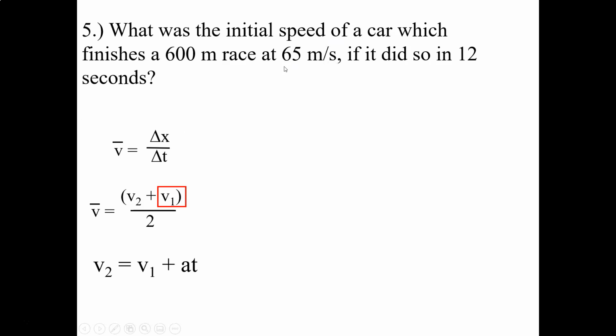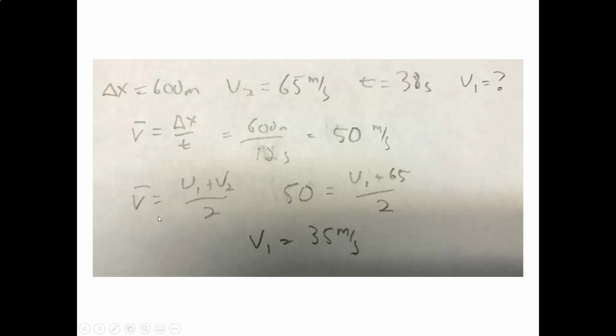The displacement is 600 meters, so that's delta x. And we've got v2 is 65 meters per second, and it did so in 12 seconds, so I'm given the time. So what we need to do is figure out v1. There are two equations with v1 in it. Let's see what we have enough stuff to find. Well, I've got displacement and time, which means I can find v bar. And once I find v bar, I can plug in v2 and find v1 in this equation, and that's what we do here.